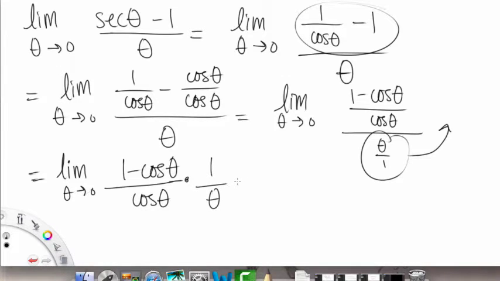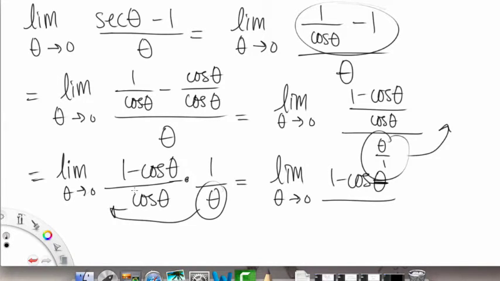And I'm just going to rearrange a little bit to make this a little bit more recognizable. So limit as theta approaches 0 of 1 minus cosine theta, and here I'm going to switch the denominators. It's the same thing, right, if we would write this in front. So I'll write the theta here and a cosine theta down there. Okay, so this part here, in particular, that should look a little bit familiar, right?